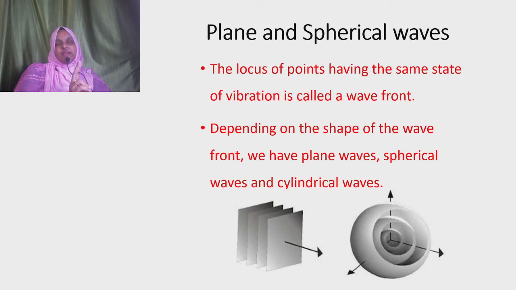Now, the second type of classification is based on the shape of the wavefront of a wave. Wavefront, what do we mean by wavefront? It is a locus of points having the same state of vibration. So, depending on the shape of the wavefront, waves can be classified into plane waves, spherical waves and cylindrical waves. Plane waves are waves whose wavefronts have the shape of a plane. If the wavefronts are spherical in shape, such waves are known as spherical waves. If the wavefronts are in the shape of a cylinder, such waves are known as cylindrical waves.